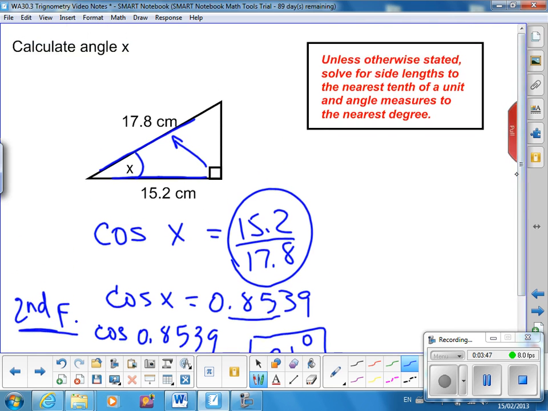Unless it's otherwise stated, solve side lengths to the nearest tenth of a unit and angle measurements to the nearest degree.